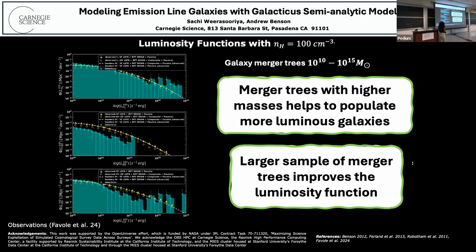And this is a quick recap of what we have so far. These are luminosity functions for 10,000 merger trees with Galacticus, and you can see 3 emission lines here, H alpha, nitrogen and oxygen lines. And with high mass merger trees, you can populate more luminous galaxies, and of course you need a larger sample of merger trees to populate the luminosity functions. And this is without any calibration.